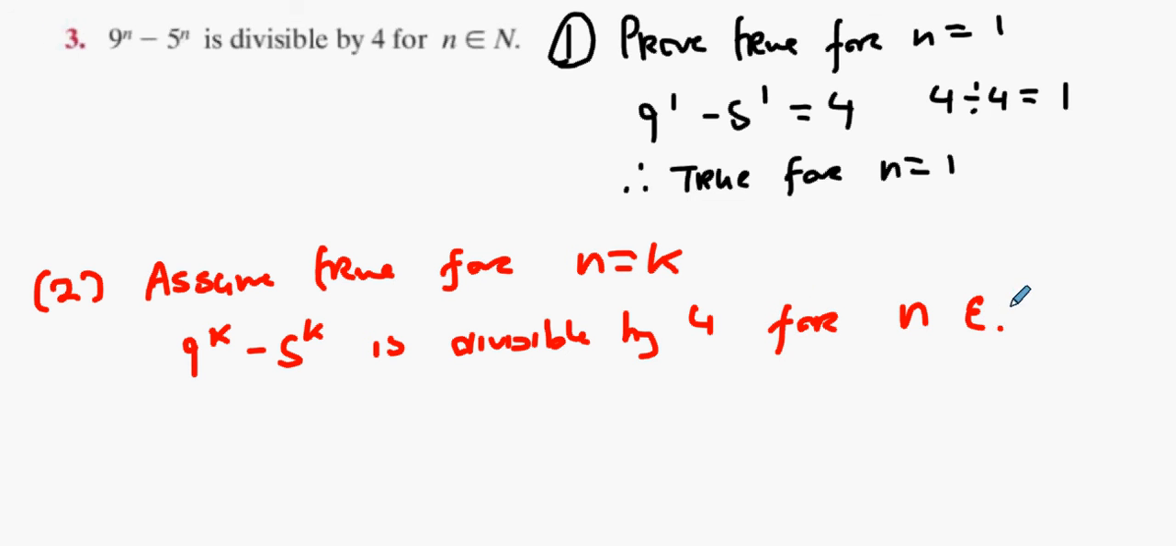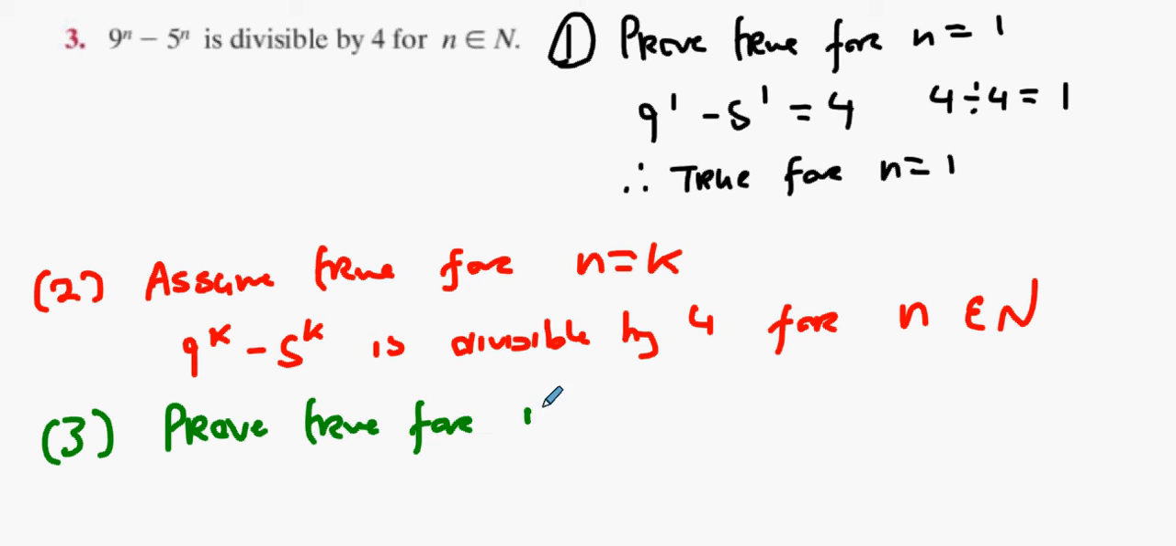Now, the next part is where you have to be good with numbers in your head and sort of see a pattern. It is difficult. I haven't done one of these in a while, so this will be fun. Alright, so what we're going to say: prove true for n equals k plus 1. So we have 9 to the power of k plus 1 minus 5 to the power of k plus 1. And we want to prove it's divisible by 4, don't we?